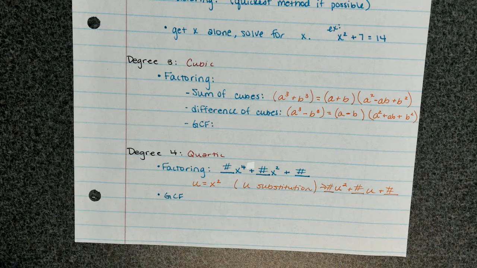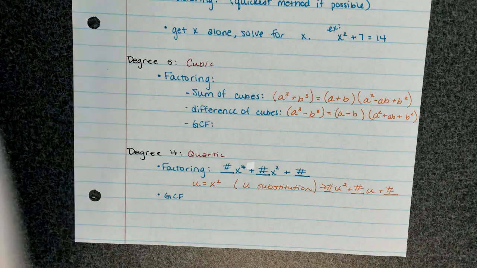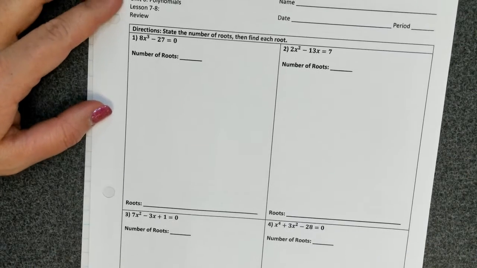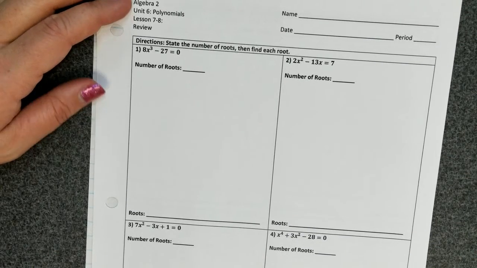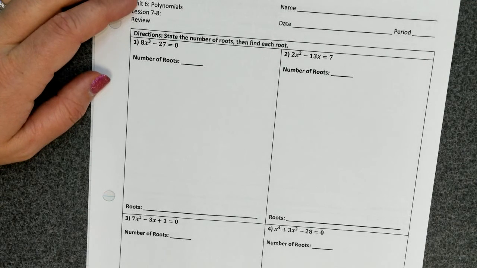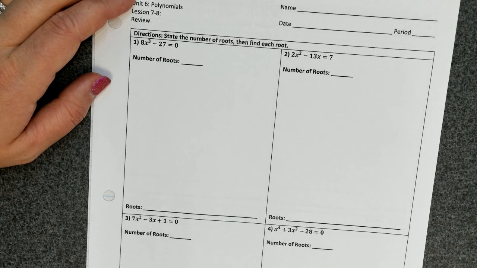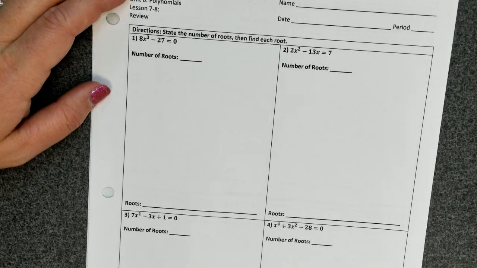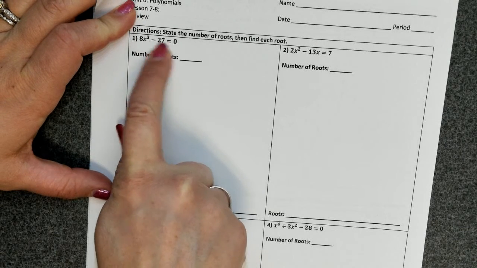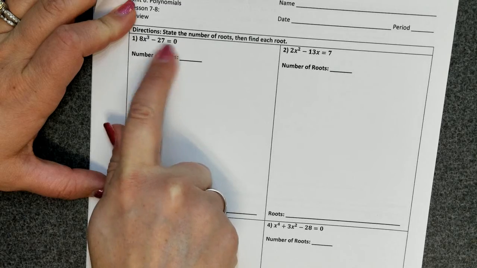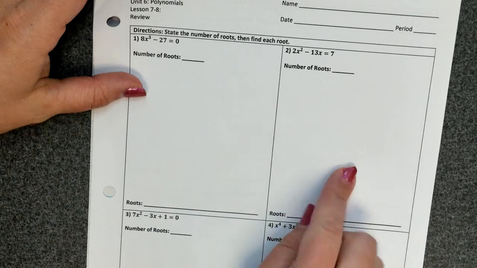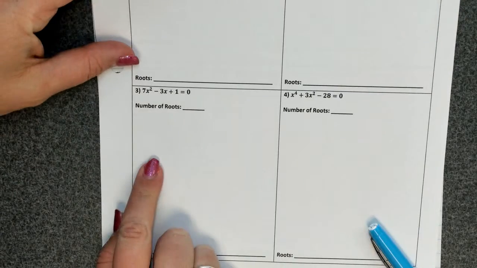Okay. So if you're looking at the review, you'll notice 1, 2, 3, and 4 all say to state the number of roots and then find each root. Okay? If it's not set up like 6.8, then it means that there's a different way to solve it, an easier method. Meaning that here you'll be able to find the number of roots. There's some way to factor it, or one of these methods that we just talked about to solve it. Same with number 2, same with number 3, same with number 4.